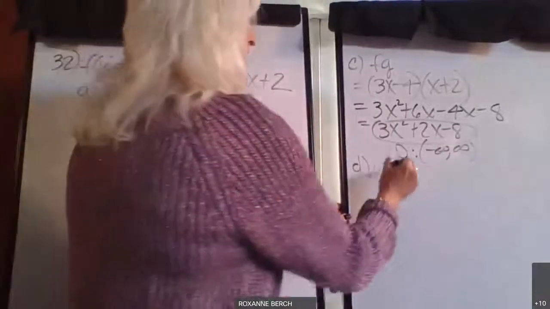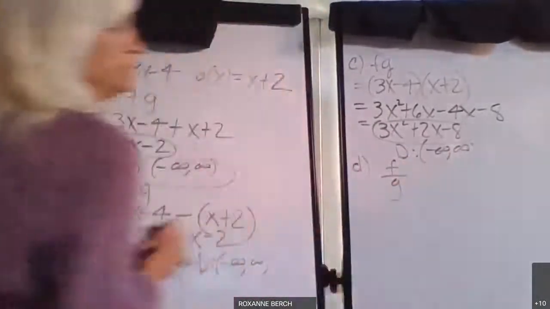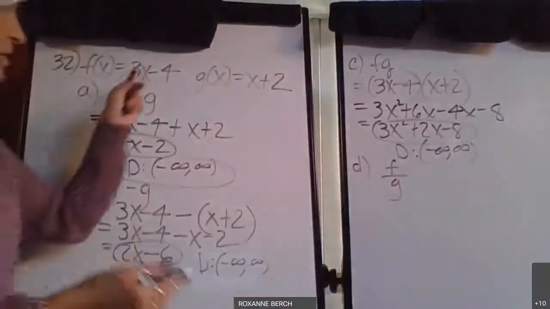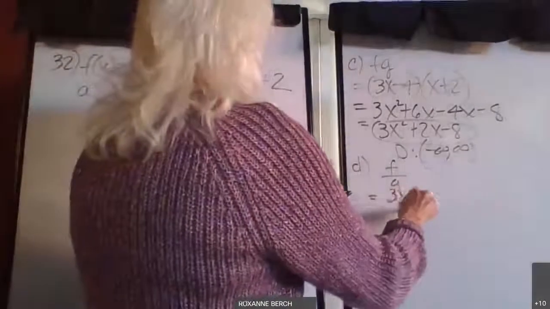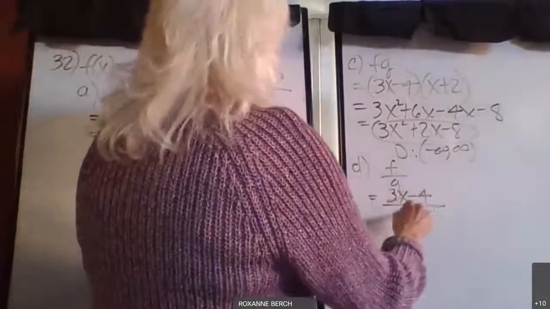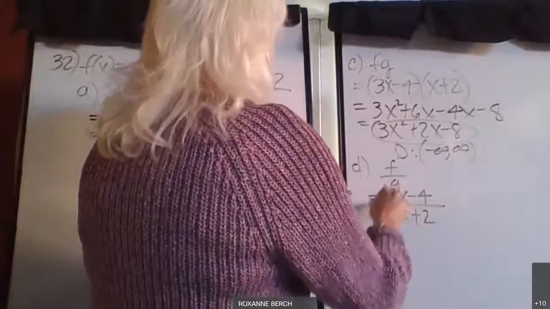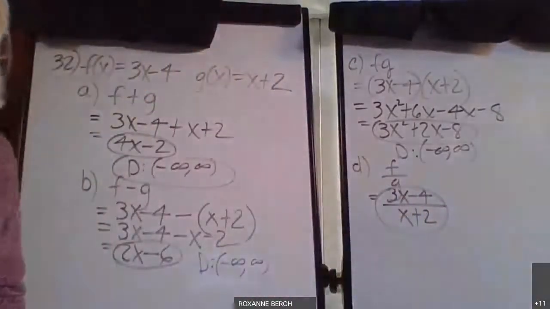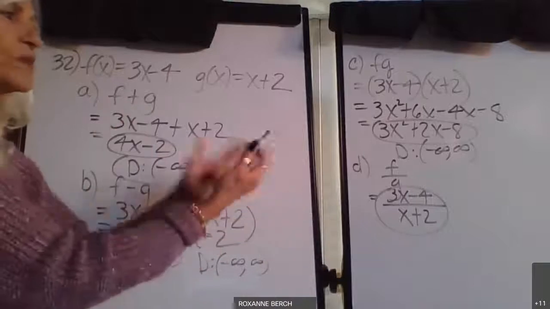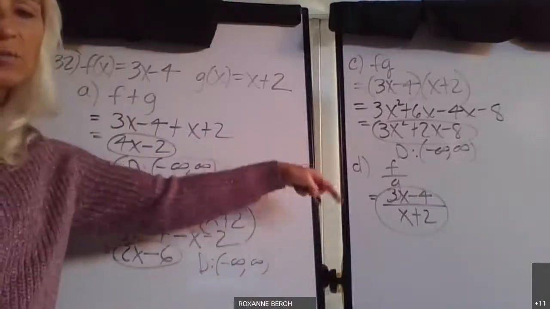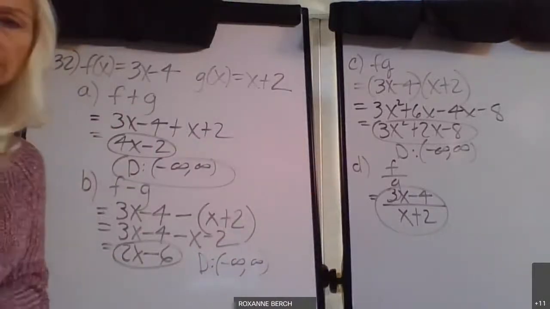And then finally, you're doing division. So you're taking 3x minus 4 divided by x plus 2, and that is the final answer, because it cannot be factored or anything else. You can't cancel parts of a sum or a difference. You're done.